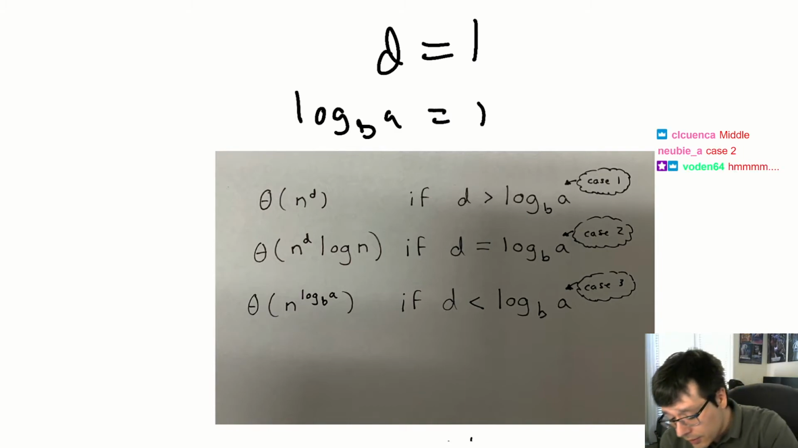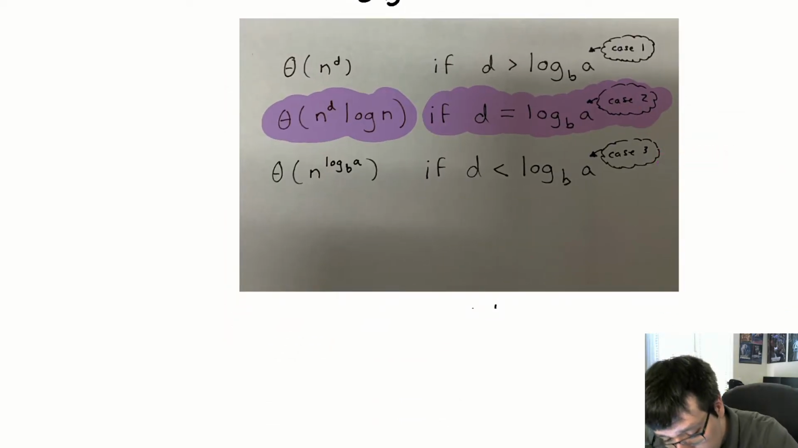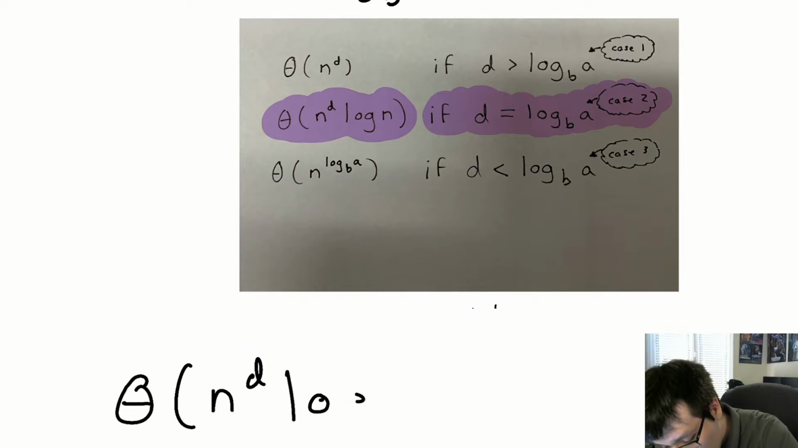Middle. Yes, that is right. Very good. Well done. So this is indeed going to be the middle case, because they're equal, right? 1 is equal to 1. So what's my answer then? My answer is right here. It's going to literally be theta is equal to n to the d log n.